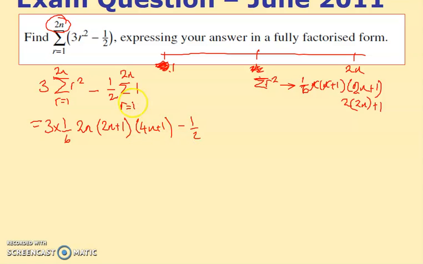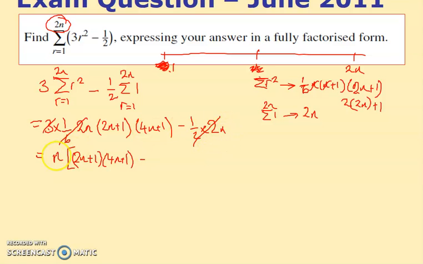Minus a half of, and normally, if you add up all the 1s, you get n. But if I go up to 2n, I'll get 2n. So it's half of 2n. You can see what they've done here. That cancels. 3 times 2 is 6. Divided by 6, so that cancels as well. So I'm left with just an n going into both of them. And on this one I get 2n plus 1, 4n plus 1.